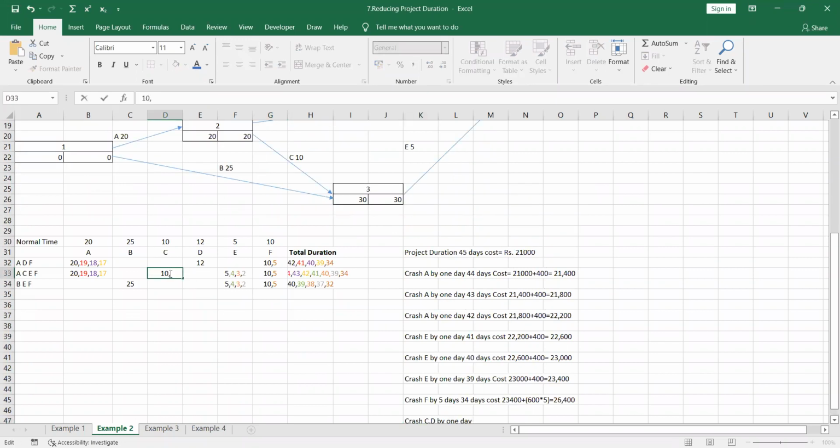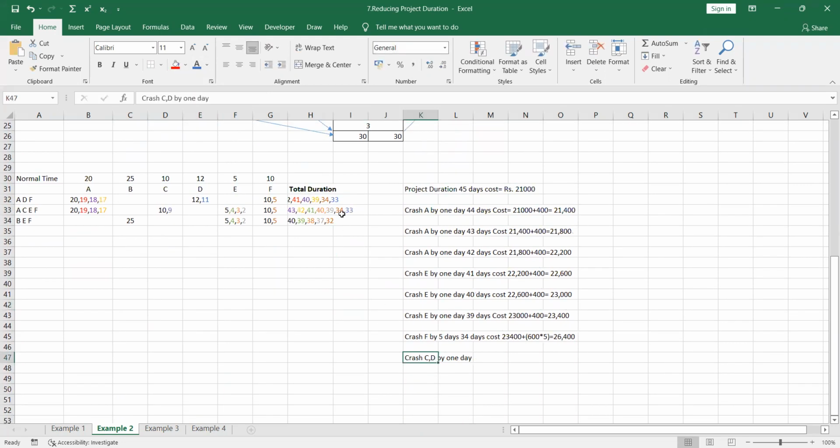Crash C, C means it should be 33. C and D by 1 day means 33 here. Right? That means crash C and D by 1 day. Still we are having these two paths as the critical path. So the project duration is 33 days.